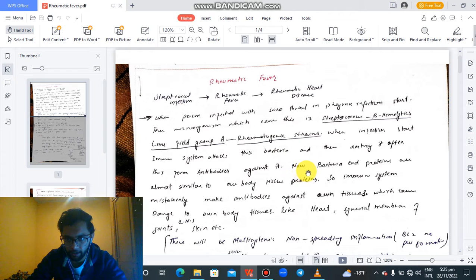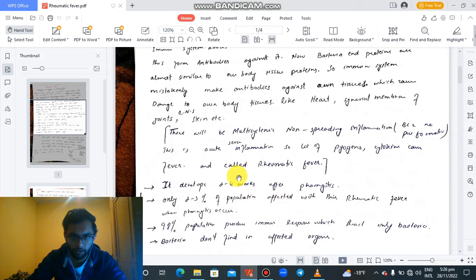Now bacterial proteins are almost similar to our own body tissue proteins, so the immune system mistakenly makes antibodies against our own tissues, which causes damage to own body tissues like the heart, synovial membrane of the joint, CNS, and skin, etc. This will be multisystemic non-spreading inflammation because there is no pus formation. This is acute severe inflammation. So a lot of pyrogenic cytokines cause fever and also cause rheumatic fever.